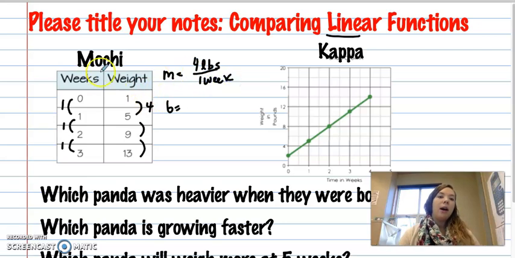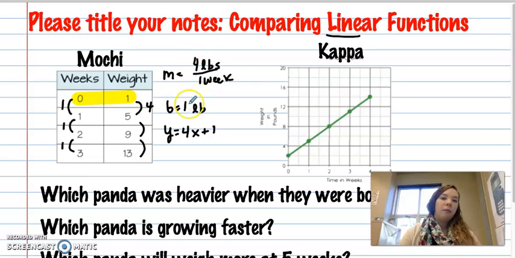Okay, you always put y over x. Then our intercept is wherever it starts. This one starts at 0 weeks. Mochi was 1 pound. So my equation would be y equals 4x plus 1. 4 from here, 1 from here.